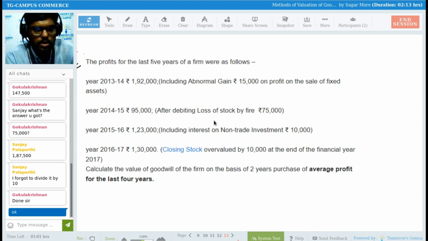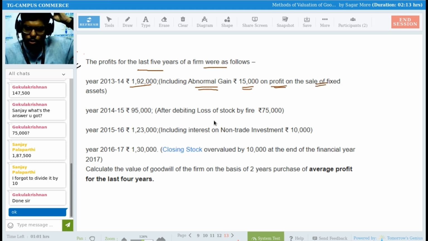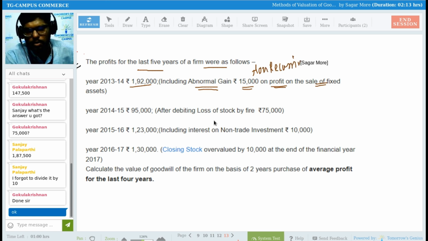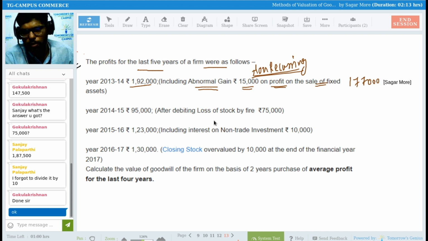The profit of last 5 years of the firm were as follows. 1313-14 profit is 1,92,000, including abnormal gain 15,000 on profit on sale of fixed assets. Sir, you sold one of your fixed assets, that can be a machinery, and you earned a profit of rupees 15,000. I know this 15,000 is non-recurring income, right? Yes, sir. So non-recurring things we have to subtract. So 1,92,000 minus 15,000. What is the correct profit now? 1,77,000 is the correct profit, right?